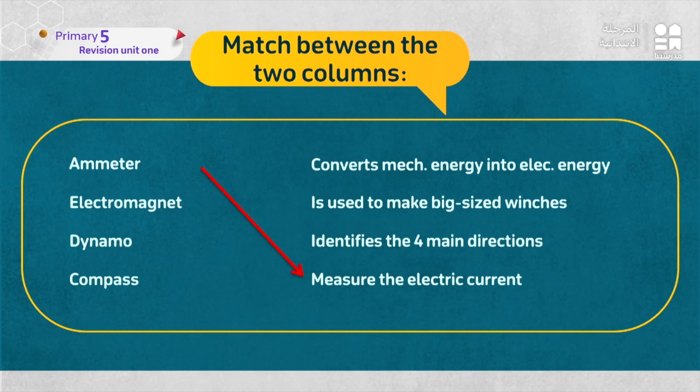طيب what about the electromagnet? تعالوا نشوف هنا. Convert mechanical energy into electric energy? No. Is used to make big sized winch? Yes. يبقى the electromagnet is used to make a big sized winches. Okay, what about the dynamo? Is the dynamo convert mechanical energy into electric energy? Yes, mechanical energy or the kinetic energy. آخر حاجة the compass. The compass we use it to identify the main 4 geographical directions.